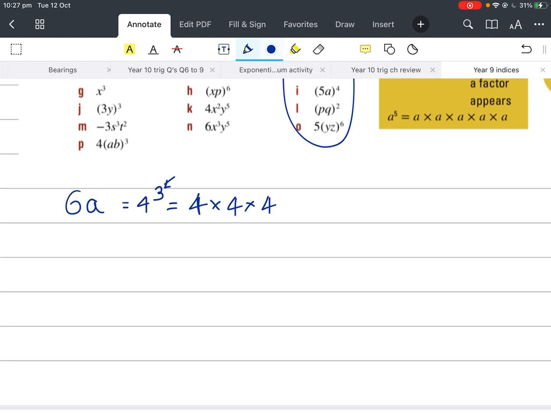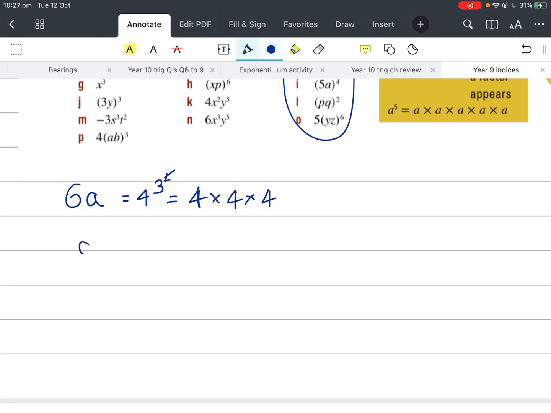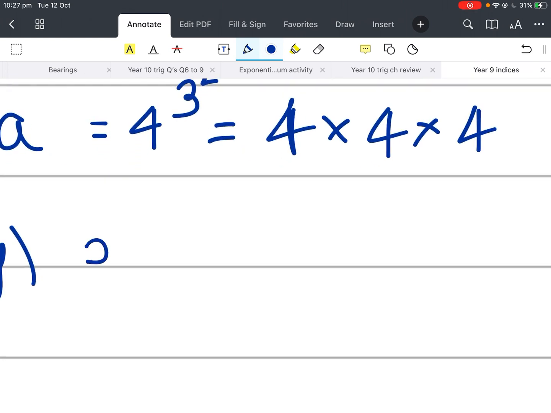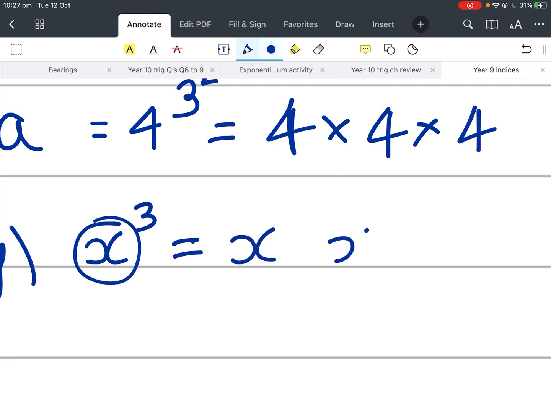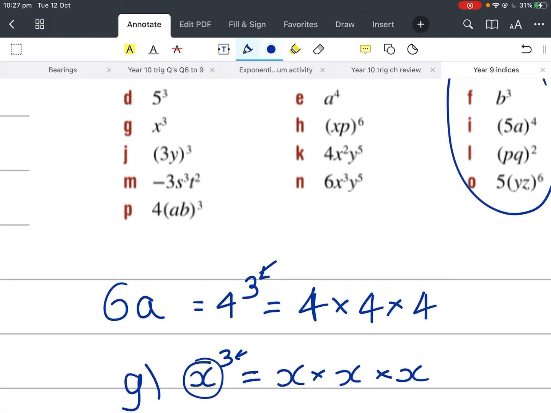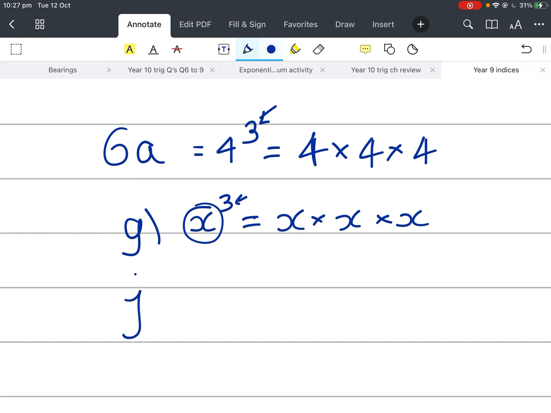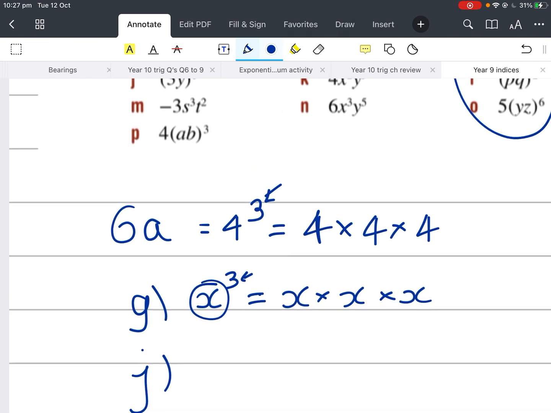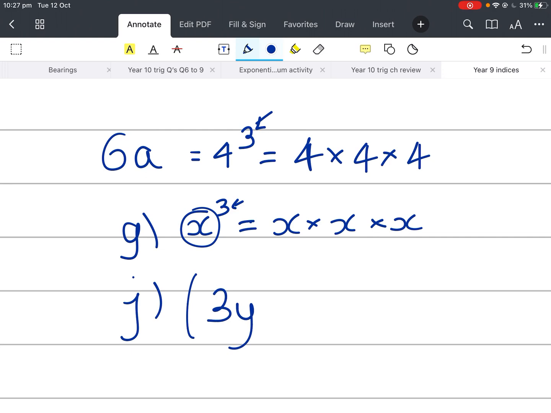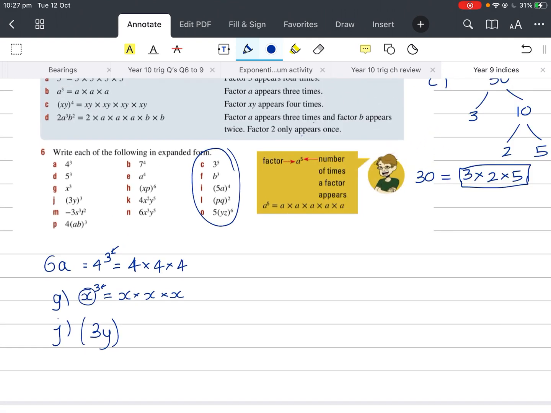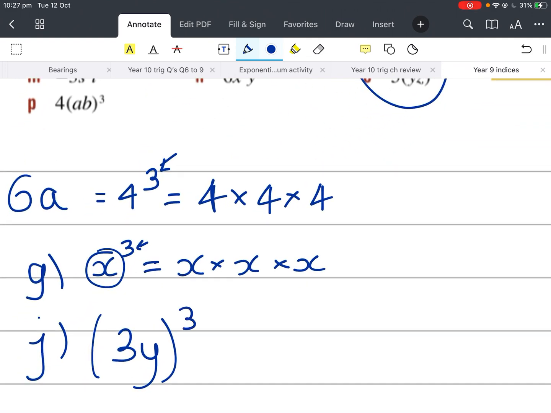X to the power of 3 for G means I write the base X 3 times because that's a 3, and I just put times in. No, it's not, it's J, isn't it? And it says 3y all to the power of, something different, 3.